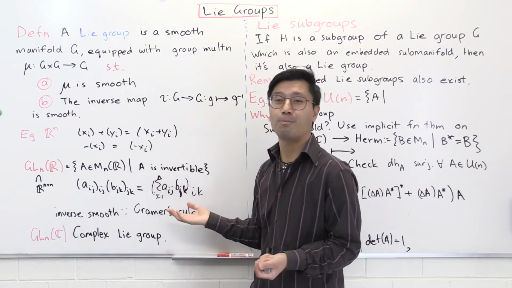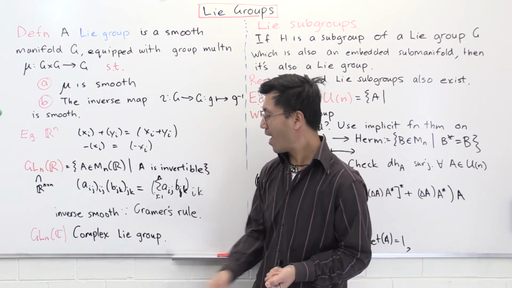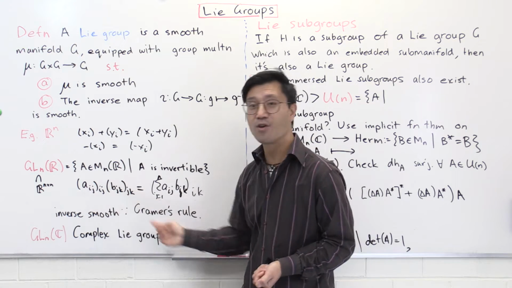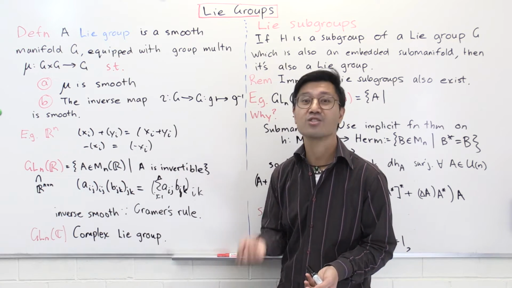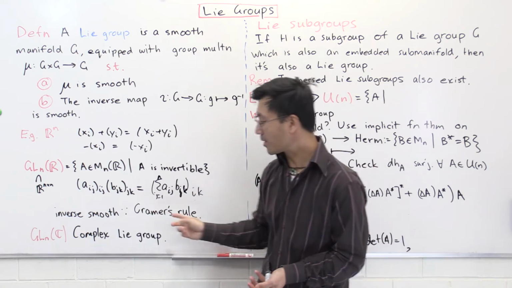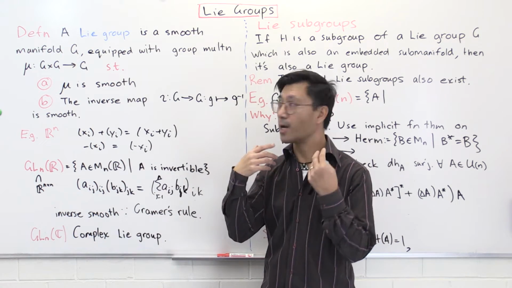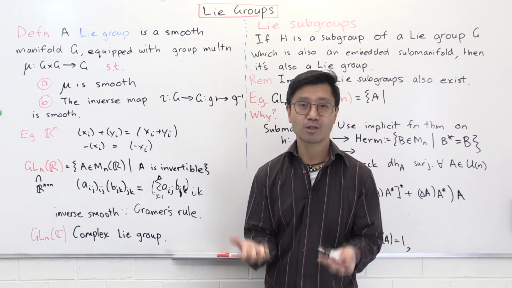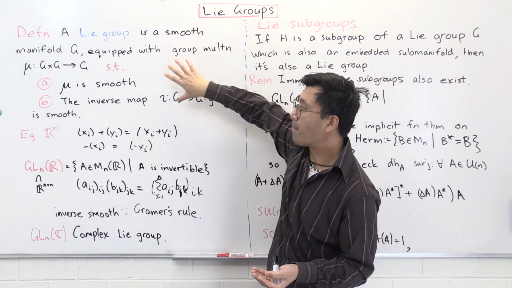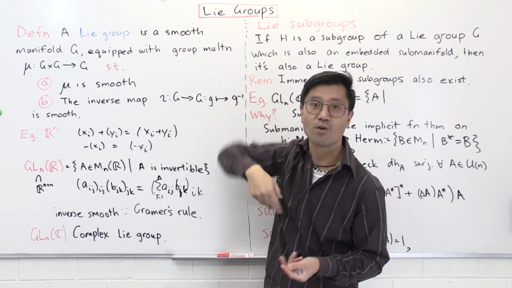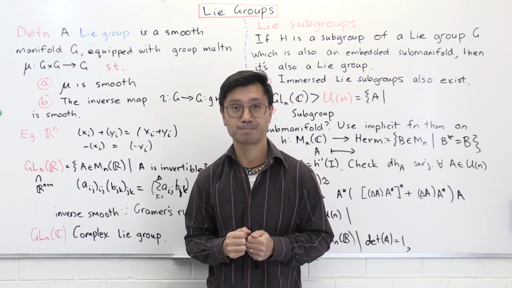And of course, it's polynomial, okay, the multiplication. And here, the inverse is given by a rational function. So it's holomorphic as well. So in that case, we call it a complex Lie group because it is simultaneously a complex manifold and a group, and they're compatible in the sense that the multiplication and inverse are actually holomorphic maps.